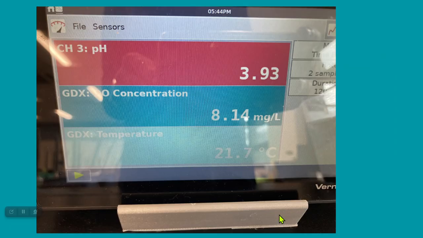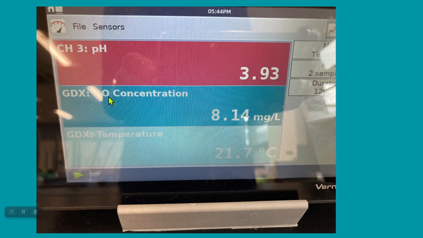All right, we use a device that can read those probes and give us our numbers digitally. So for this particular device, it's reading the pH value as 3.93. You can see that pretty clearly in the picture.